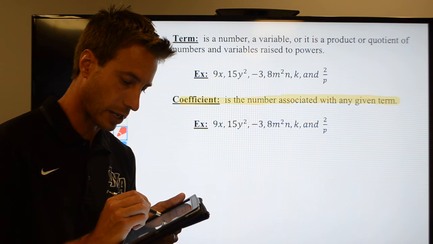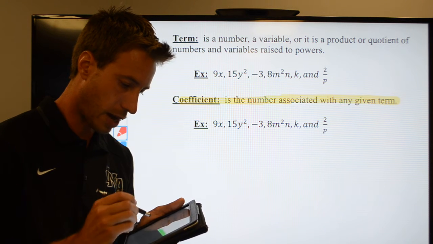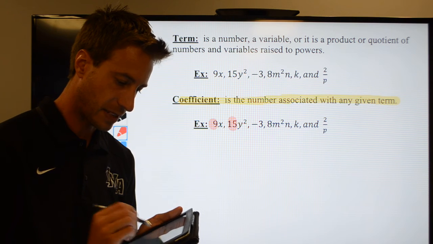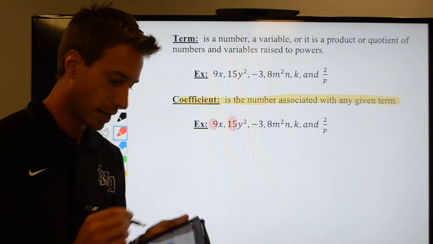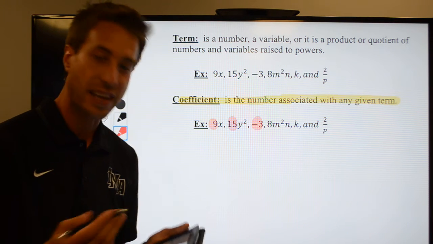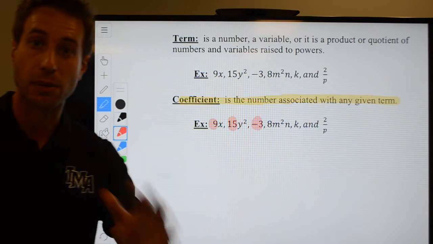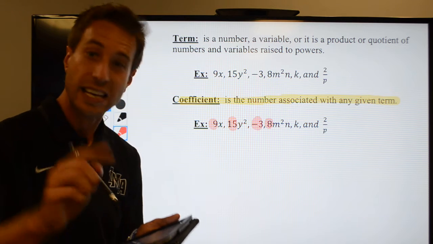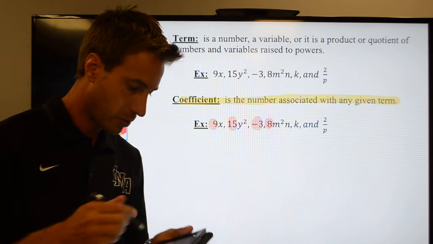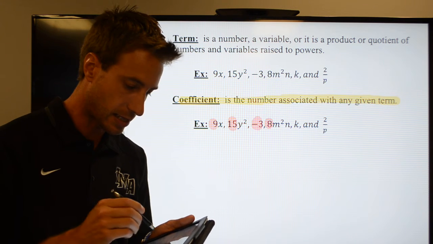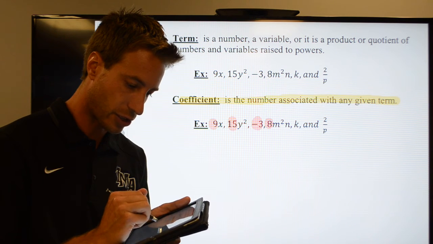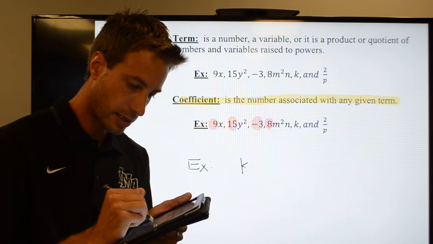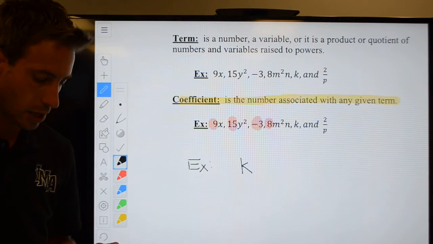So if we run through these real quick, here we'll highlight them. It looks like I have a 9, that's going to be my coefficient. The 15 in the 15y squared would be my coefficient. I don't have a variable, that's okay. The -3 is all that's there, but it is still the coefficient in that term. 8 is the coefficient. This next one, let me rewrite it for you because it doesn't look like it, but it does have a coefficient. The example is when you have just the variable K. What is the coefficient?